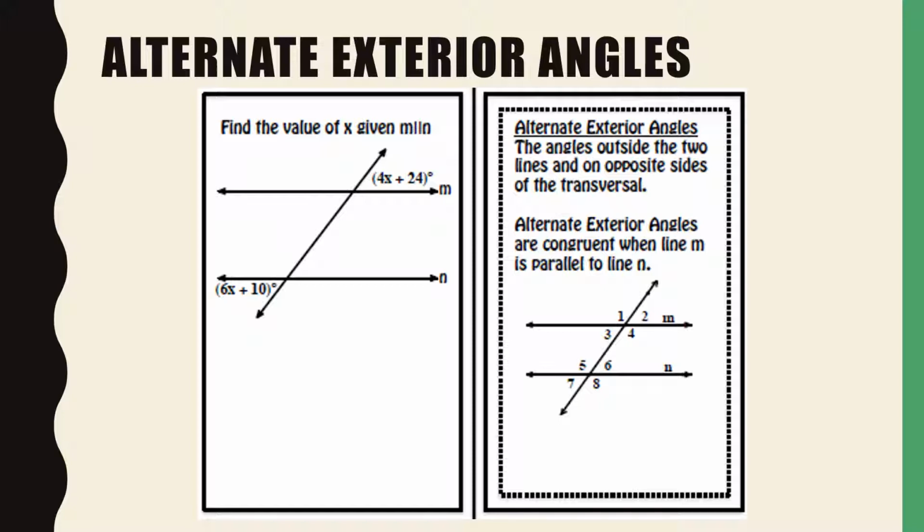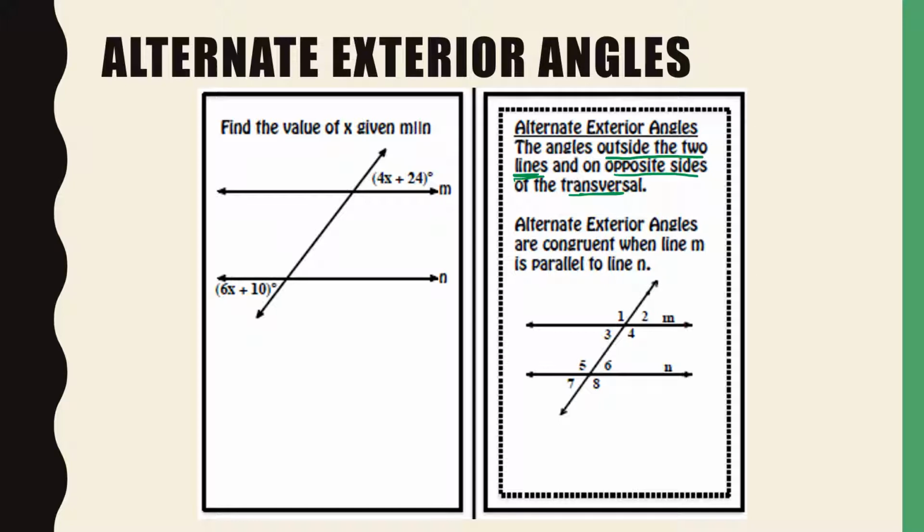The only difference from alternate interior and alternate exterior is interior and exterior. Interior was inside, so exterior is going to be outside the two lines. So let's underline that. Outside the two lines, and the other thing I want you to underline is opposite sides of the transversal. So again, very similar, but instead this time they are on the outside of the two lines.